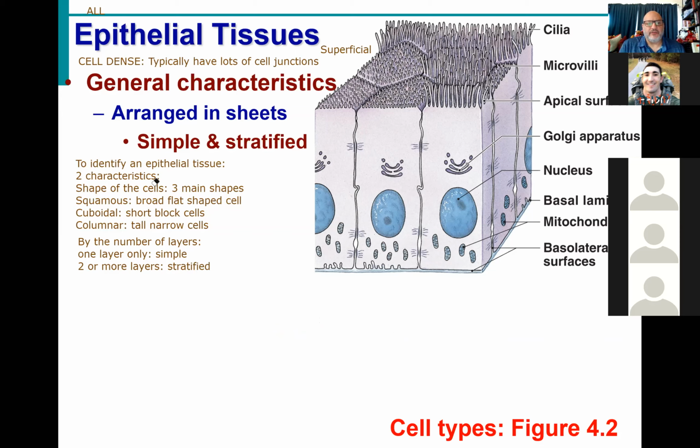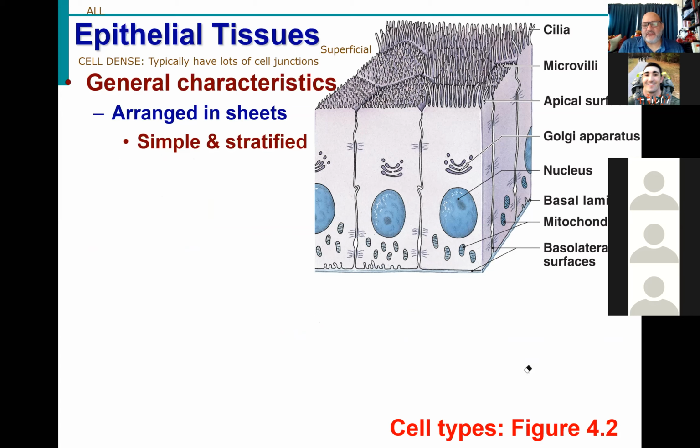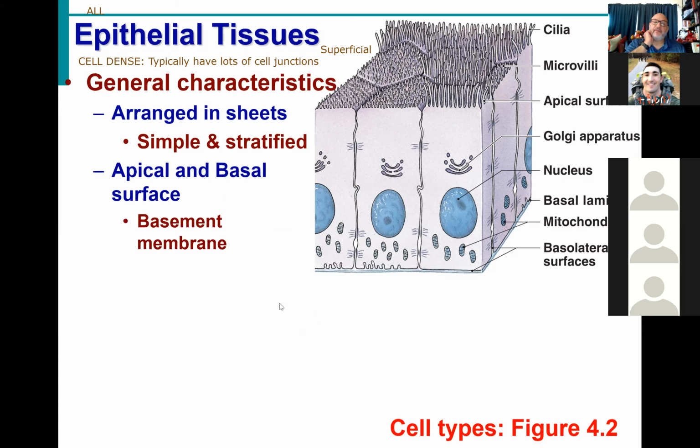So when we talk about them, they're arranged in sheets. They have 3 shapes, and they're either going to be simple or they're going to be stratified. All right. Questions on that? All right. Let's talk about the next characteristic of our epithelial tissues.